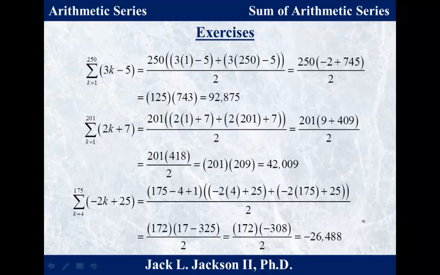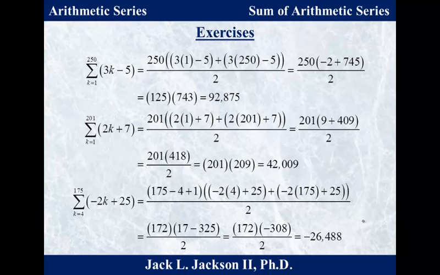Alright, let's look at the next 3 examples. The sum from k equals 1 to 250 of 3k minus 5. Notice the 3k minus 5 is a linear type or arithmetic type sequence that we're adding up to make an arithmetic series, and the slope is 3. We're adding 3 each time that we go up. So the first term, we could write out a few terms, for example.